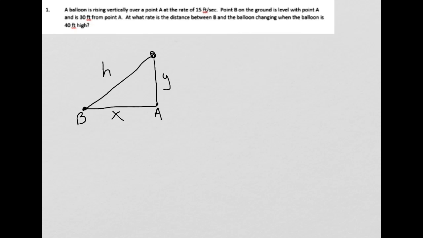It says that the balloon is going up at 15 feet per second. So that tells me that dy/dt is equal to 15. Remember, y is changing. They ask me about how something is changing when the balloon is 40 feet high. So I'm going to consider the snapshot, as we've referred to it before, for when y is 40.